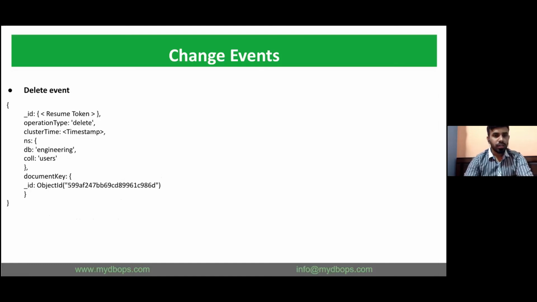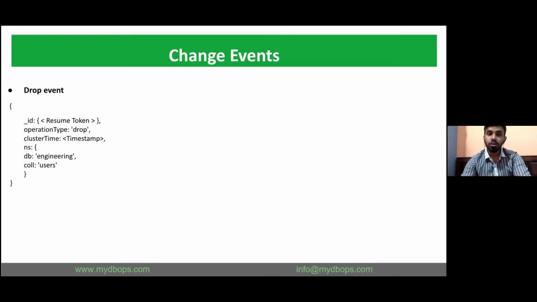Delete event is deleting a document. Here it is the same. It has a resume token and operation type delete, and it doesn't show you the full document, because change stream will not be able to get the document from MongoDB, because it is already deleted. So change stream will only be able to get the object ID.